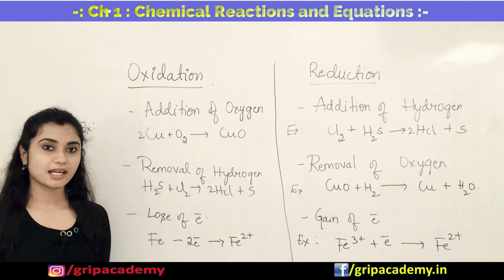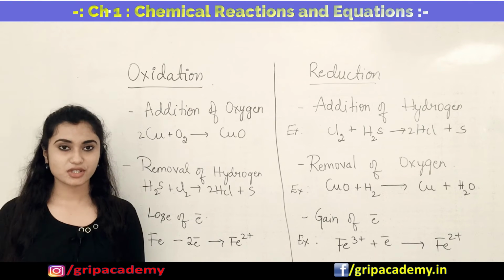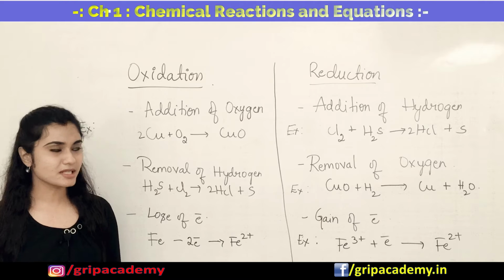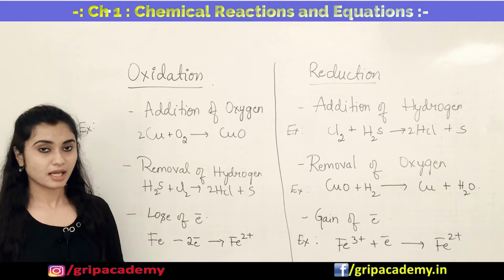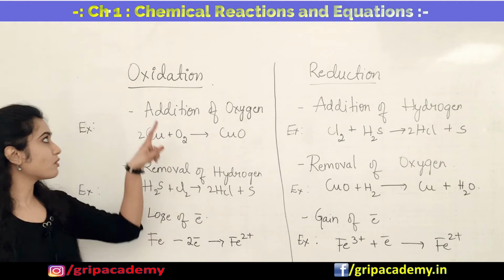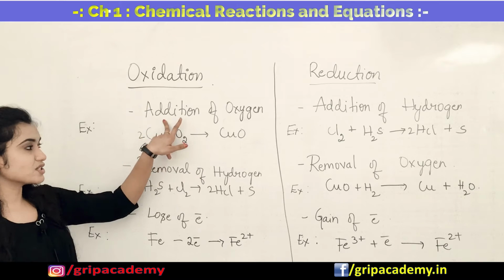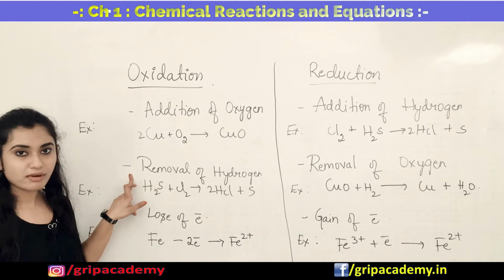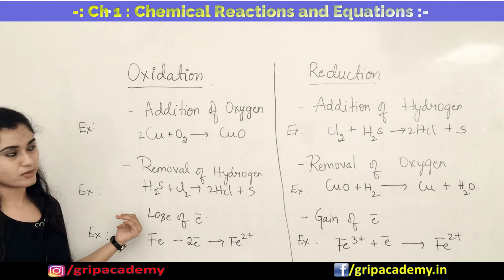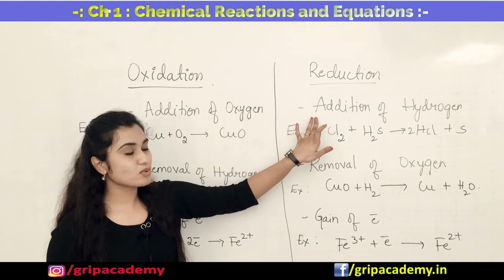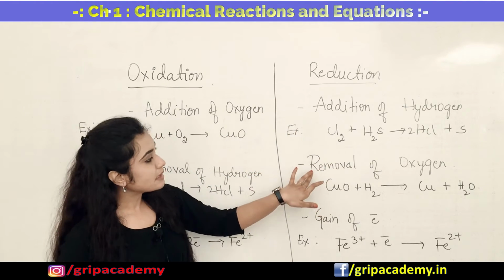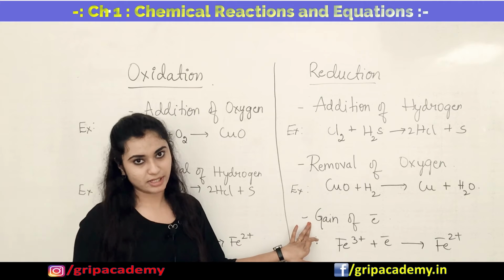So now let us understand what exactly oxidation means and what exactly reduction means by considering a few examples. As I already told you before, oxidation refers to the addition of oxygen, removal of hydrogen, or a loss of electrons, and meanwhile reduction refers to addition of hydrogen, removal of oxygen, and a gain of electrons.